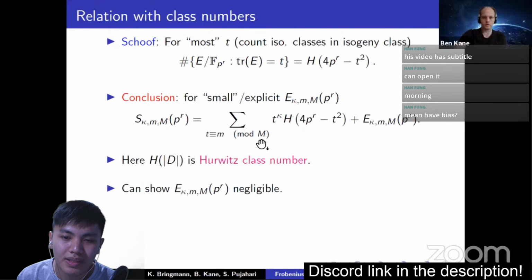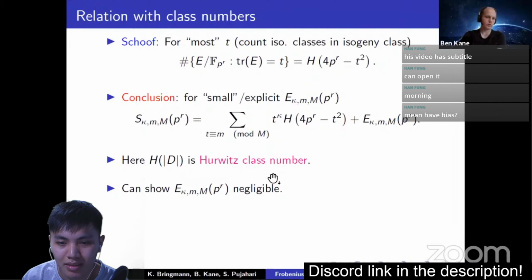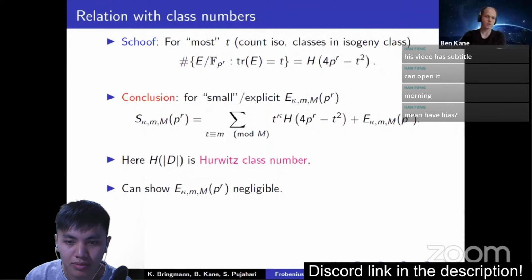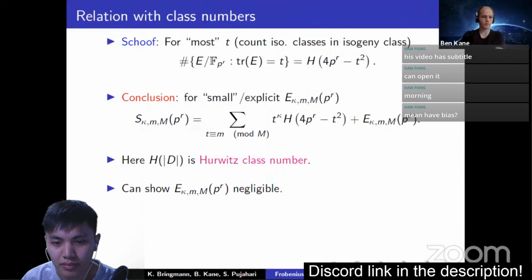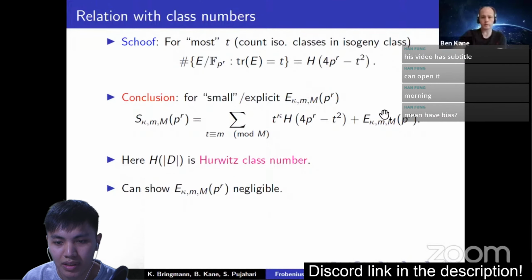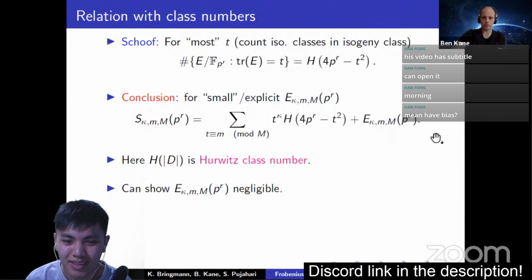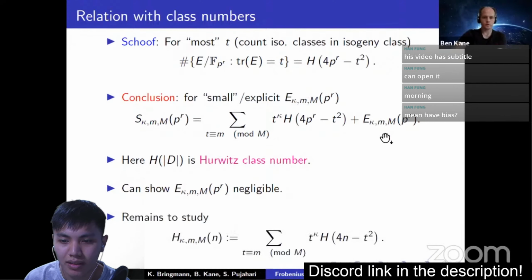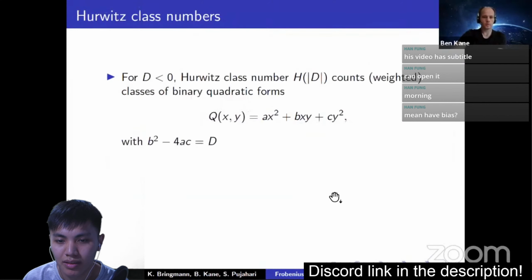This, as I said, is the Hurwitz class number, which sort of counts the imaginary quadratic fields or the imaginary quadratic orders of a certain type, from the point of view of binary quadratic forms. I'll describe it in the next slide. And you can show that this error term is actually negligible. So I won't really discuss that. This is fairly explicit. You can bound it using some straightforward techniques. And now we have to study these moments.